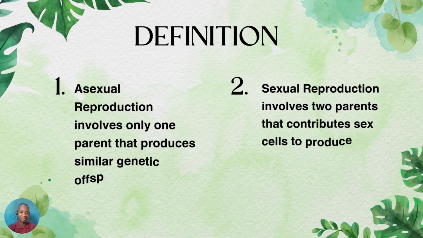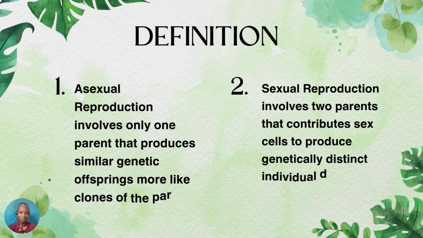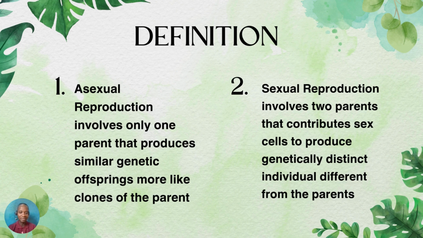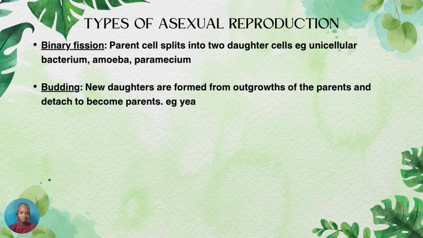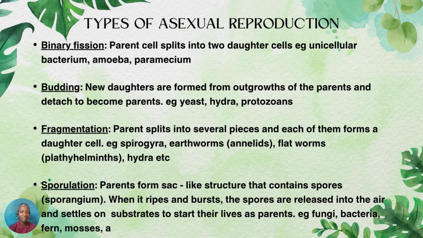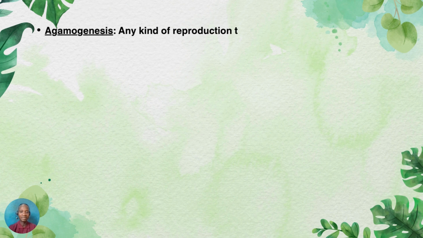What is asexual reproduction? We're going to keep it simple. Asexual reproduction involves only one parent that produces similar genetic offspring, like clones of the parents. While sexual reproduction involves two parents that contribute sex cells to produce genetically distinct individuals different from the parents. So that is the definition.